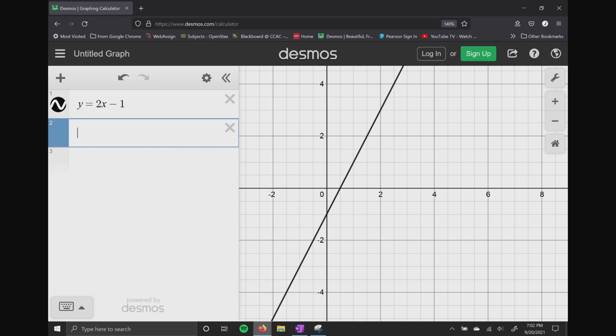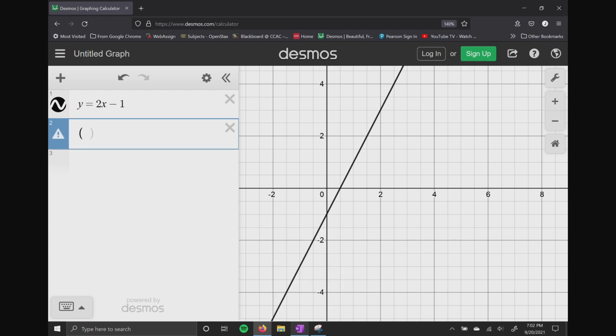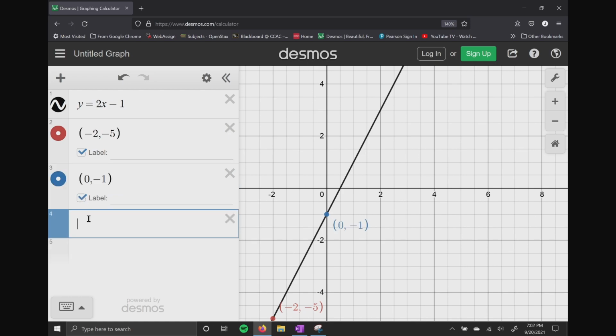And let's go ahead and plot the points that we found. So the points are going to be -2, -5. We'll label it. And then we have 0, -1. Label it. And then 2, 3. And we'll label that one as well.